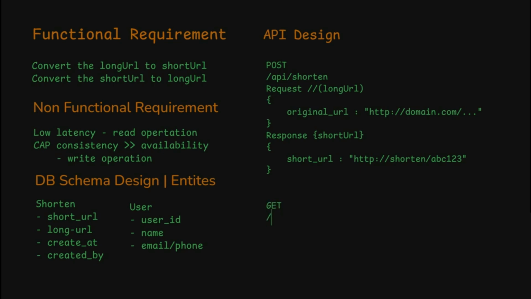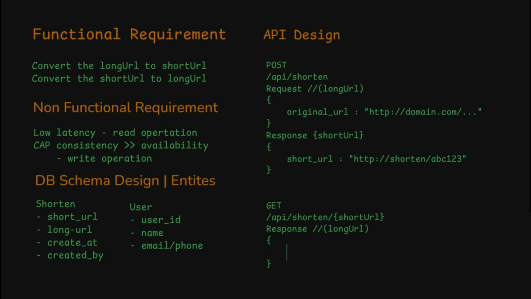The structure of the GET API would look like the API slash shorten. Here we can pass the short URL as a query parameter. In the response, we are basically sending back the long URL in this case. So in this request we are sending the short URL, and in this response we are sending the long URL for the passed short URL.